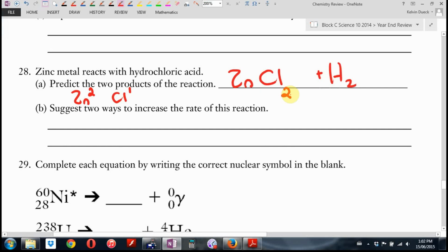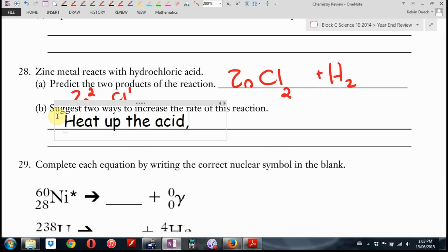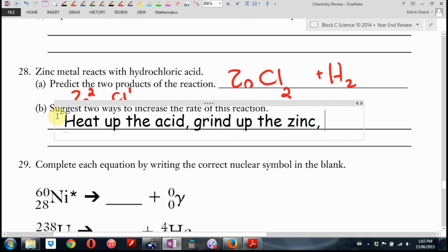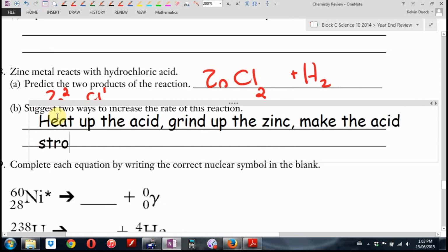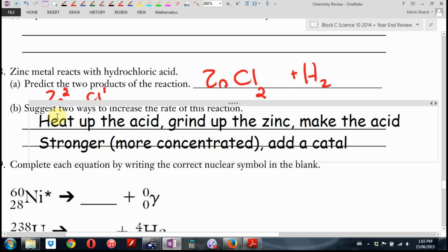Okay, how could you increase the rate of this reaction? Two ways. Heat would cause the acid molecules to be moving back and forth faster. They're more likely to bang into the zinc and combine. What else? There was surface area. There was temperature. And the last thing was adding a catalyst, and I don't know if there is a catalyst that will speed up that particular chemical reaction. There might be.